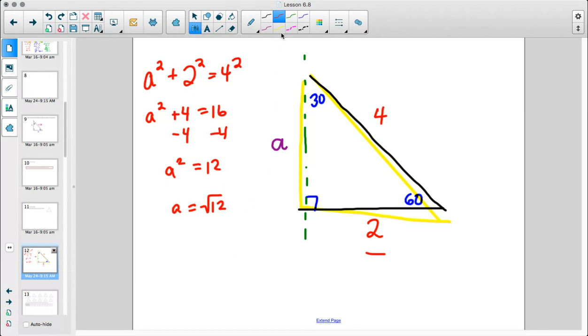So a is the square root of 12, but now I need to simplify that radical. Okay, so a couple different ways to simplify. I can do 2 times 6 and 2 times 3. I can build a factor tree, and then for each pair, I can take 1 out of the radical. Okay, so in this case, a is 2 square root of 3.